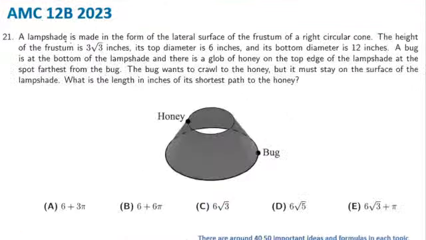AMC 12B 2023. A lampshade is made in the form of the lateral surface of the frustum of a right circular cone. The height of the frustum is 3√3 inches. Its top diameter is 6 inches and its bottom diameter is 12 inches. A bug is at the bottom of the lampshade and there is a glob of honey on the top edge of the lampshade at the spot furthest from the bug. The bug wants to crawl to the honey, but it must stay on the surface of the lampshade. What is the length in inches of its shortest path to the honey?